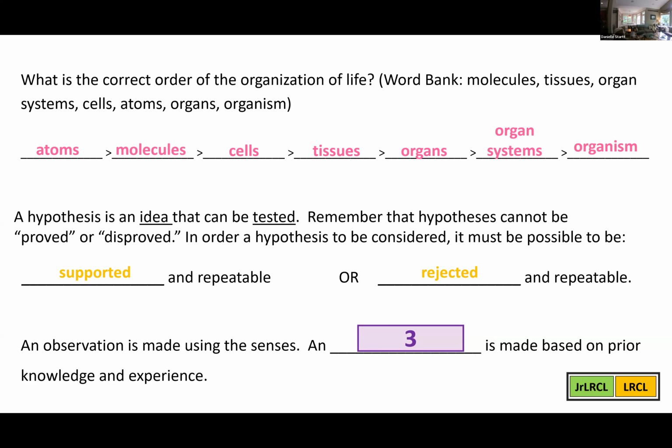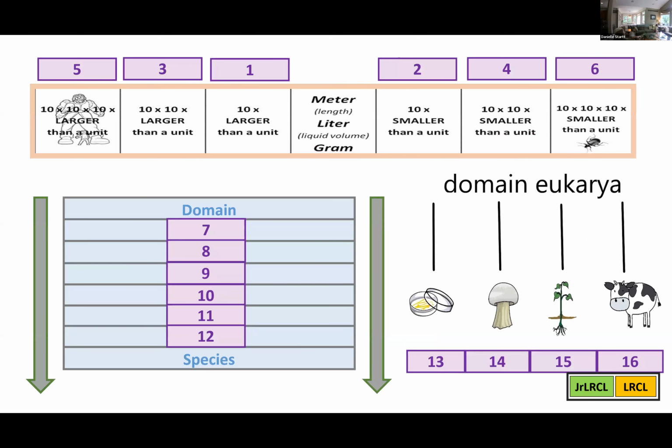What is based on prior knowledge and experience? What do we call that? If a mouse is furry and you believe that's probably because it's for insulation, because other animals that have fur use it for insulation. That's an inference, right? An inference.